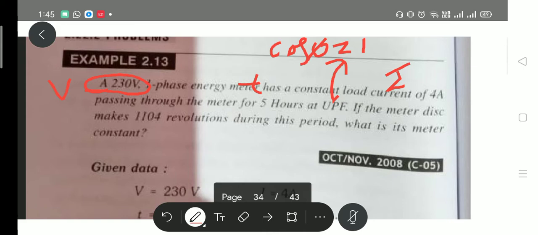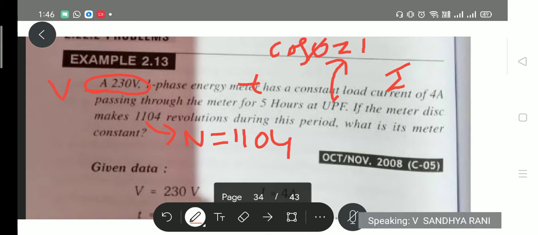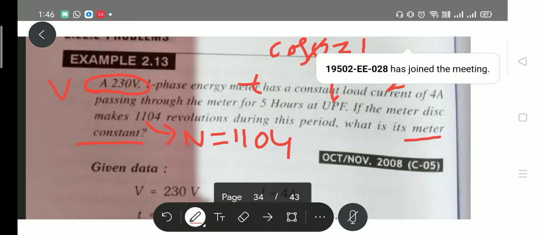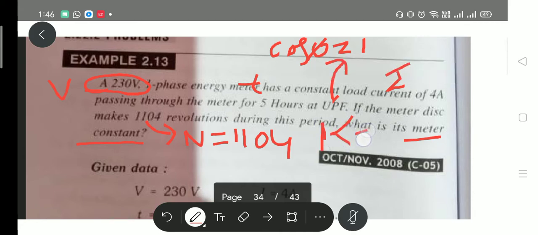Here the number of revolutions N is given as 1104. What is the meter constant? He is asking what is the K value. We know the formula from the previous course: K is equal to speed by energy.